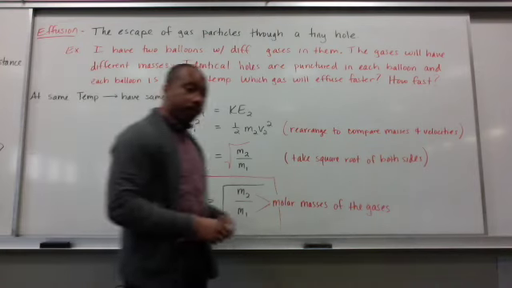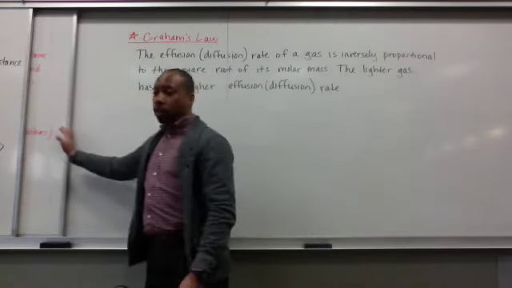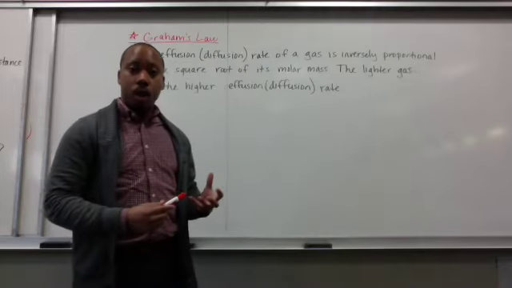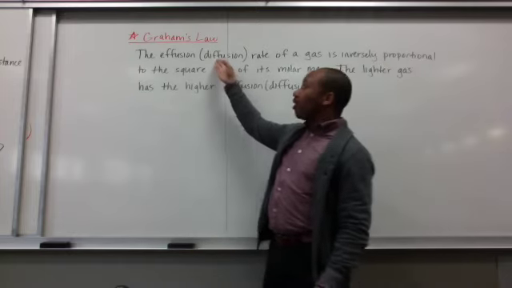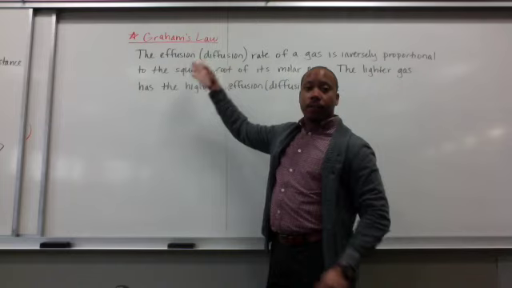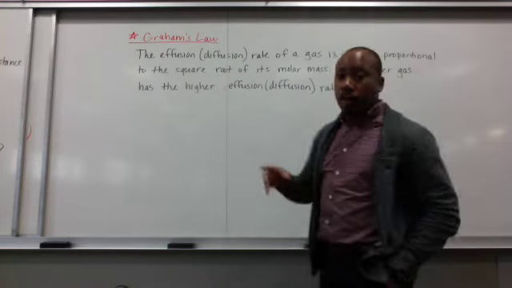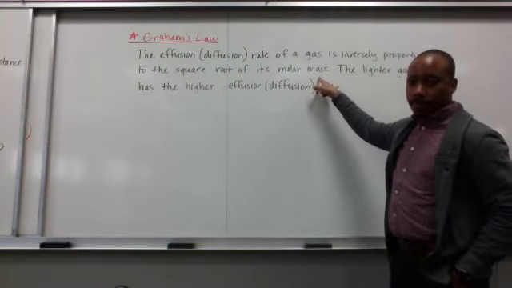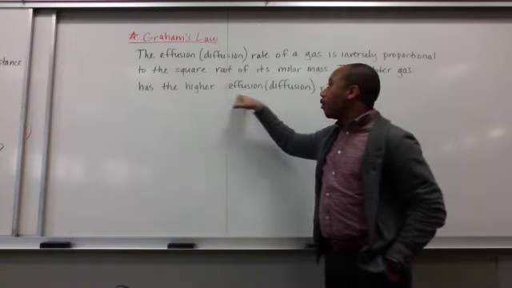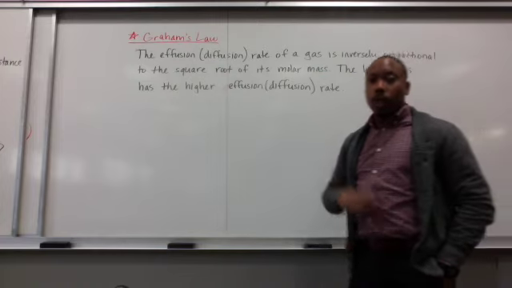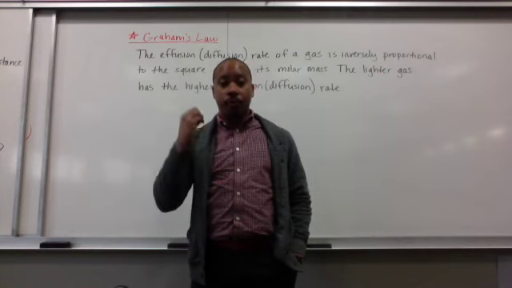Now this equation reflects a law. The law that it reflects is a law called Graham's law. It essentially says in words what that equation says. The equation can also apply to diffusion. So the effusion or diffusion rate of a gas is inversely proportional to the square root of its molar mass. The lighter gas has the higher effusion or diffusion rate. So the gas with the lower molar mass will move faster. It will diffuse or effuse at a quicker rate.